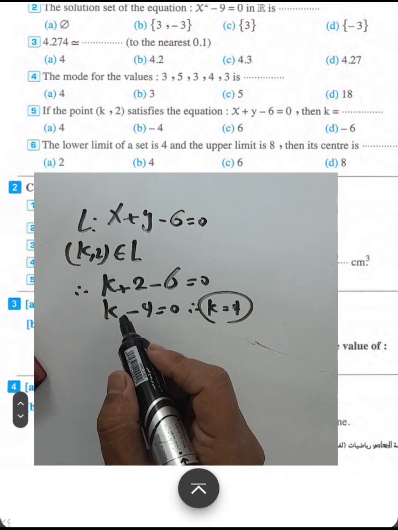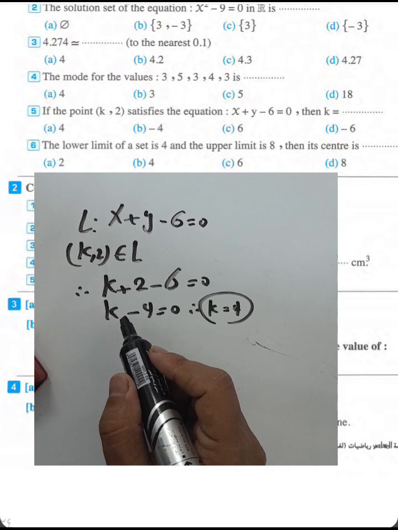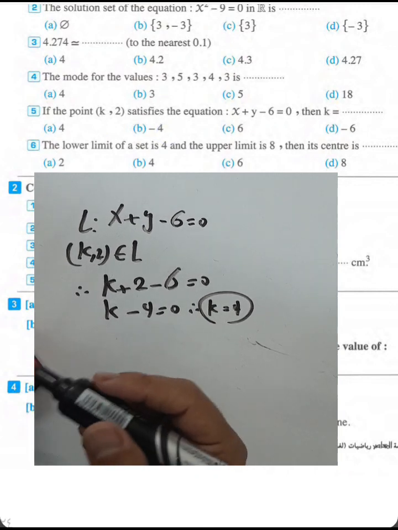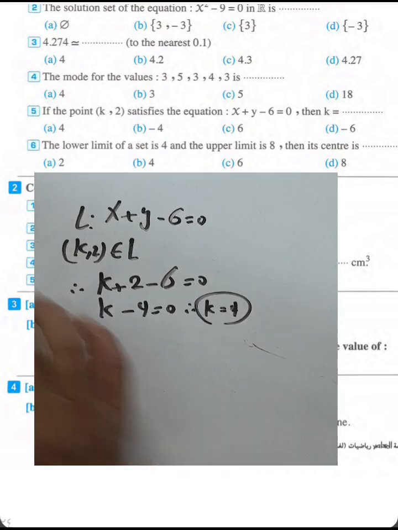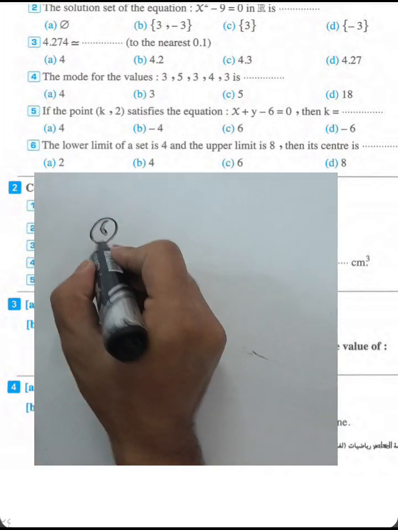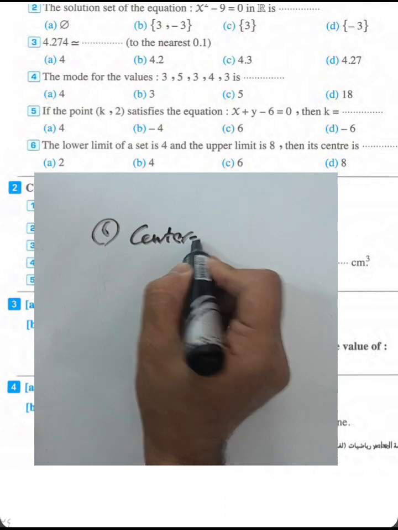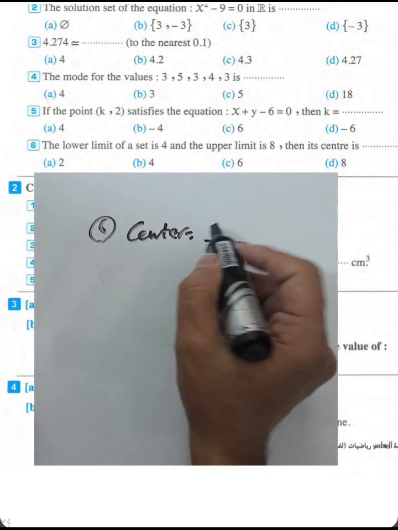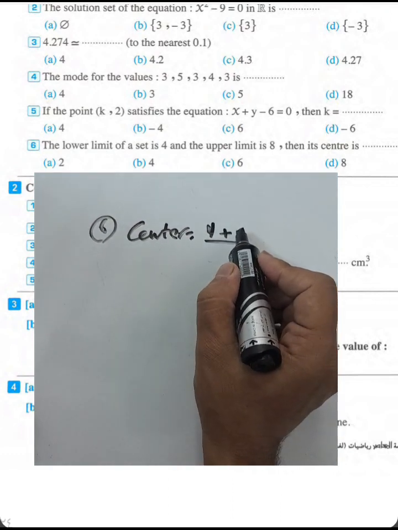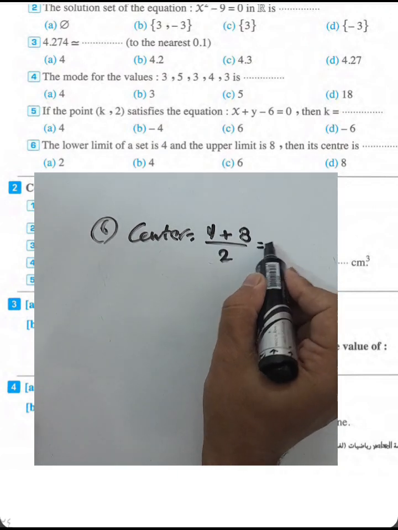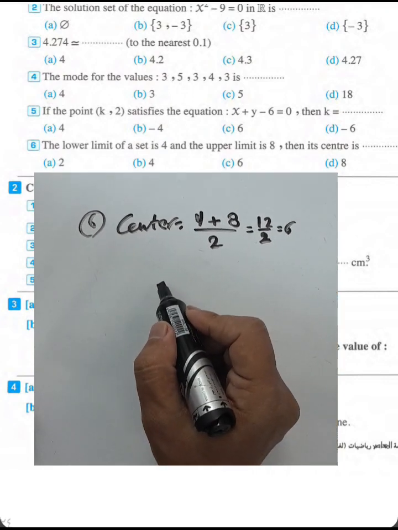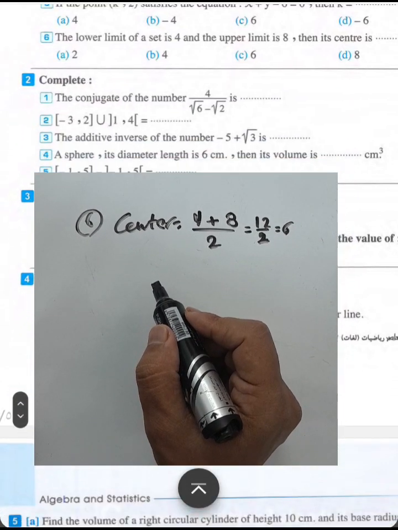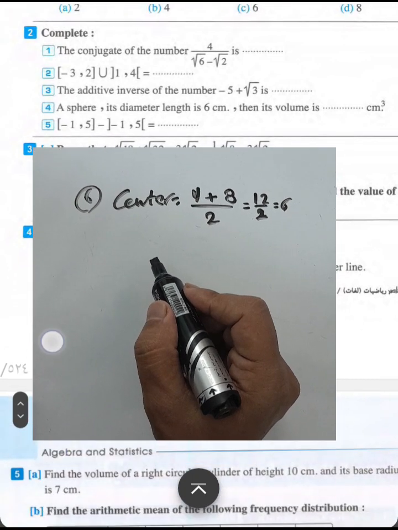Last, question 6. The lower limit of the set is 4, and the upper limit is 8. Then we can find the center by adding the lower and upper quartile and dividing by 2. Question number 6, you want to find the center. It will be the sum of 4 and 8 and then divided by 2. 4 plus 8 is 12, divided by 2, it will be 6. The result here will be 6. Question number 2 complete.